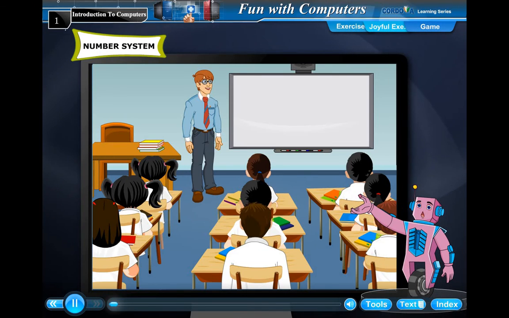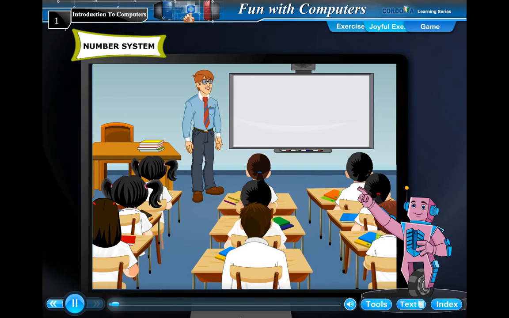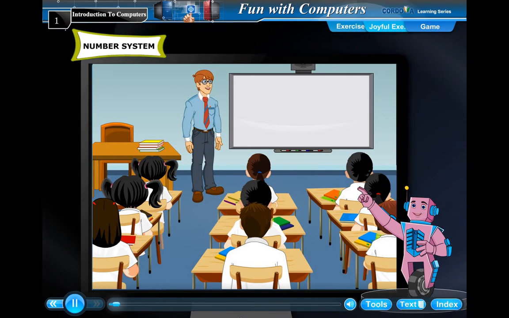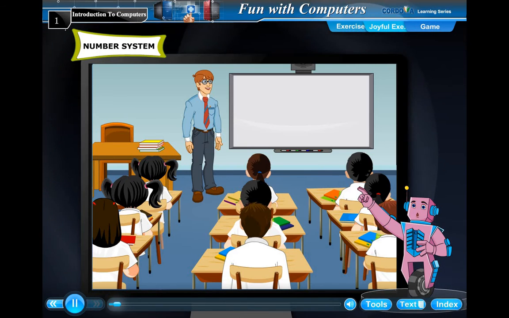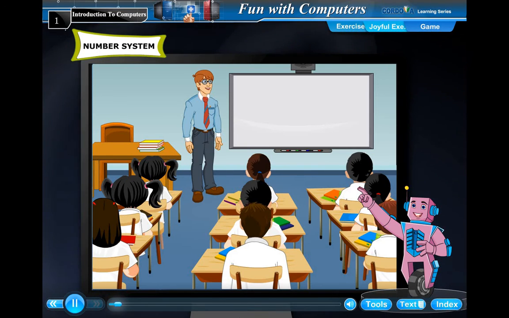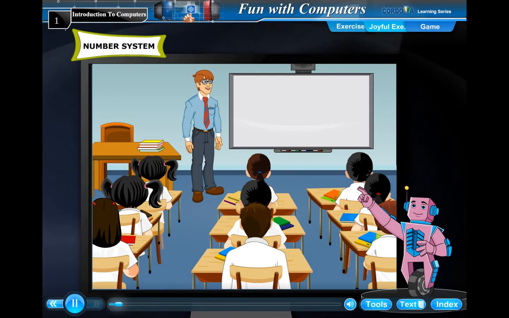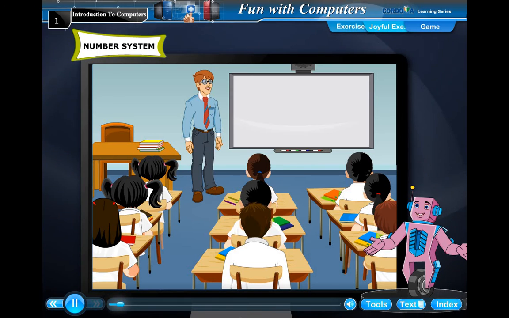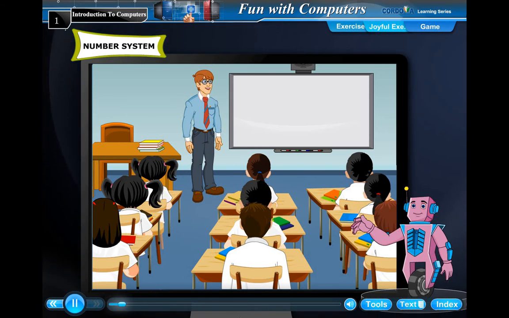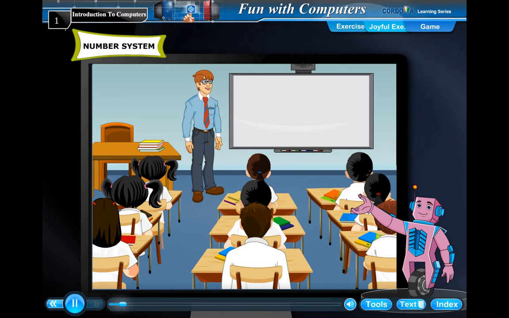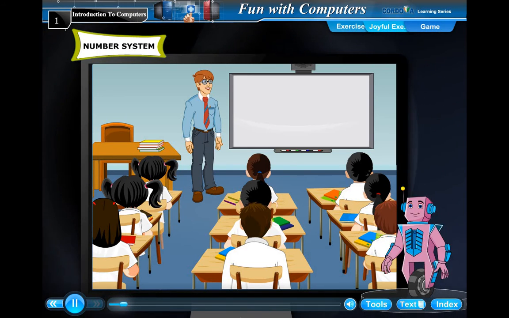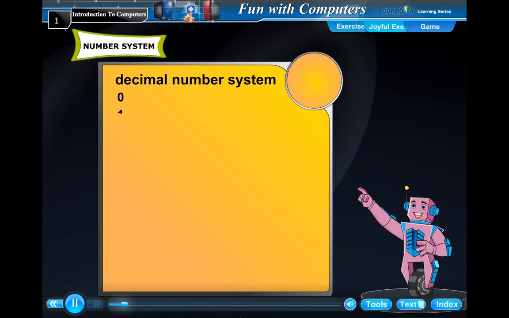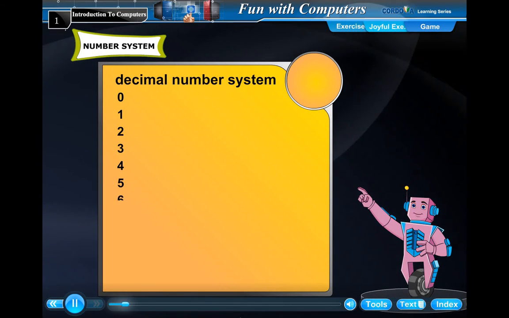Number system. Suppose you want to know the number of students in your class, what will you do? You simply count the number of students one by one. The number system you use here is known as decimal number system. It is the most common number system. You know how to use it and how to do the mathematical operations such as addition, subtraction, multiplication and division in it. There are 10 digits in a decimal number system.